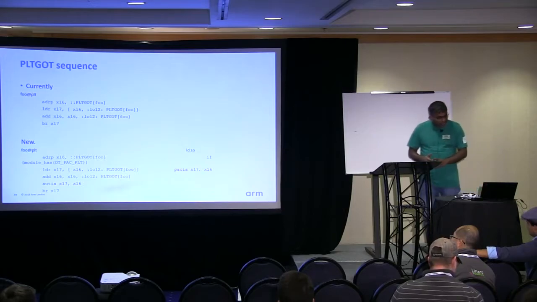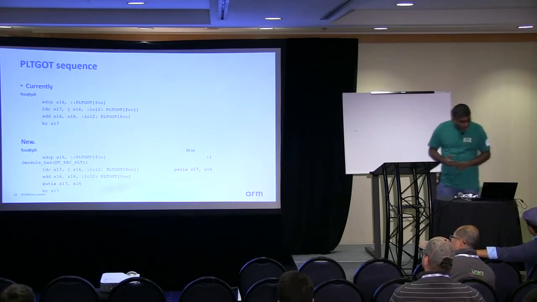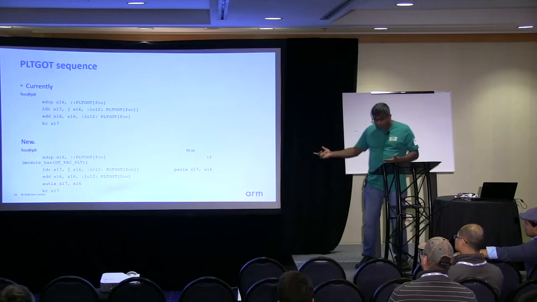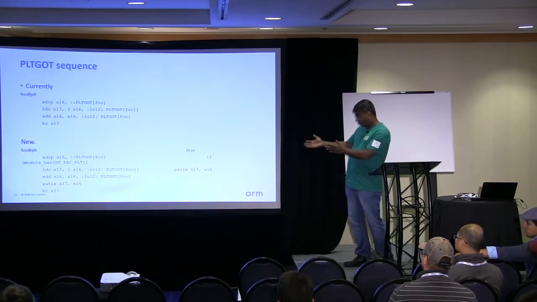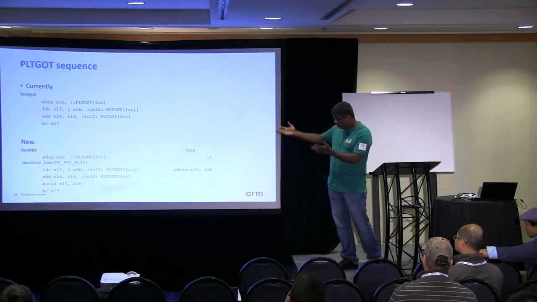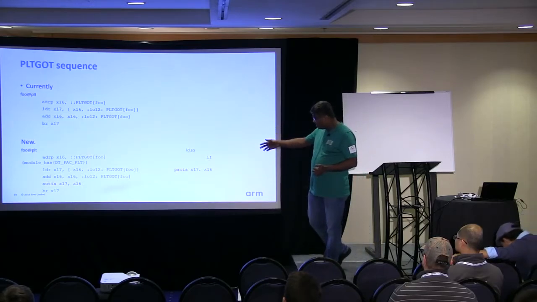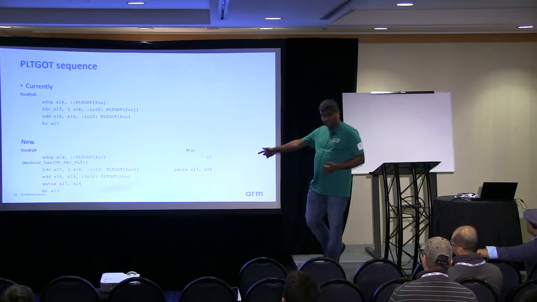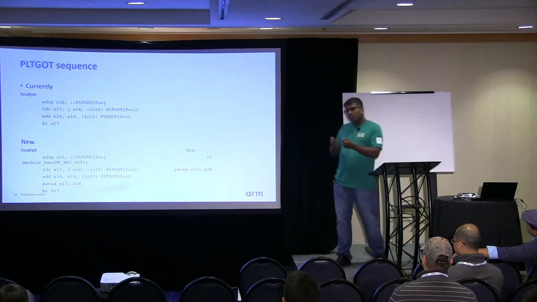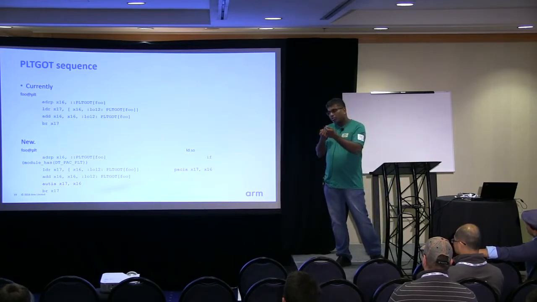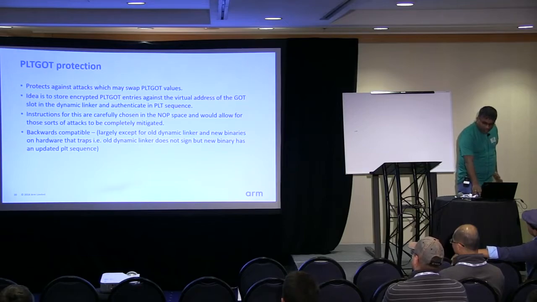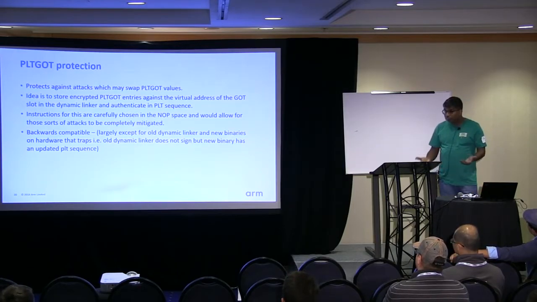So the current PLT sequence for AArch64 looks something like this. You could, in theory, have a new PLT sequence that essentially used HINT X17 X16, which is again in the NOP space, to save and restore, to try and provide a signature for your PLT entry. Is this something that would be interesting for distros to look at?